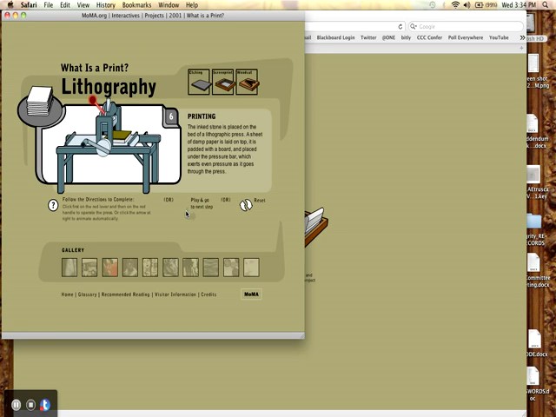And then finally, the inked stone is placed on the bed of a lithographic press. A sheet of damp paper is laid on top, padded with a board, and placed under the pressure bar, which exerts even pressure as it goes through the press. Okay, I better get it to go. The finished print is lifted away from the stone. The image has been printed in reverse. If more than one color is needed, separate stones are used for each color. Is that just the coolest website?